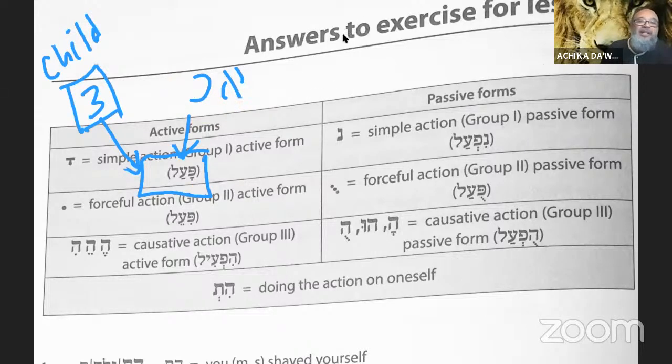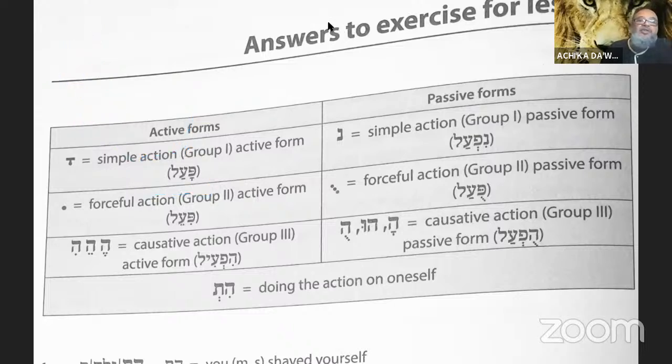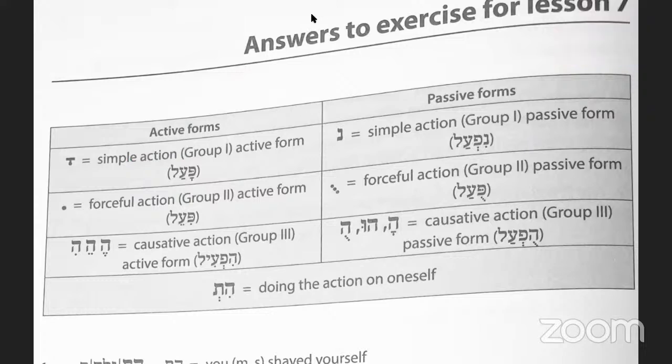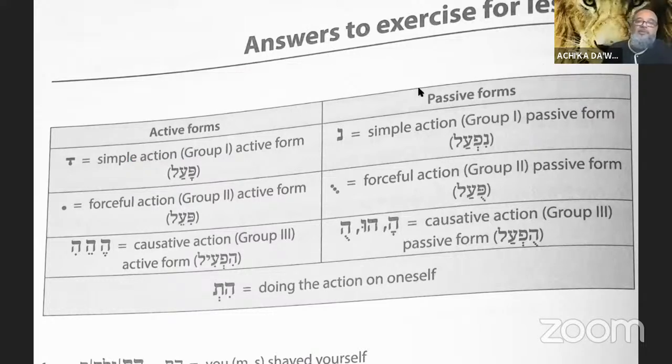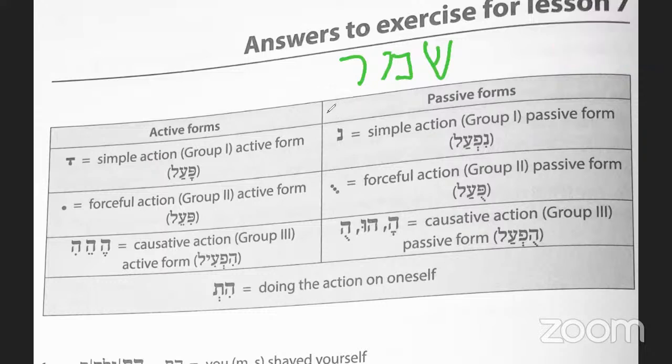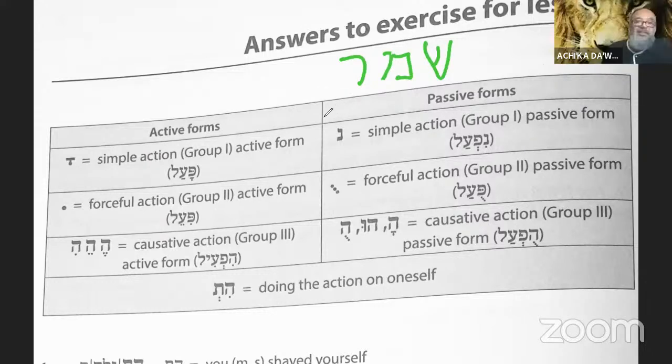You guys pick one. Do you want it out of passive? Do you want group 1, group 2, group 3? Which one do you want? Group 1 passive. Okay, group 1 passive. Wonderful. So we're going to use a root called shamar. A shin, a mem, and a resh. How many letters is that? 3. There's 3.